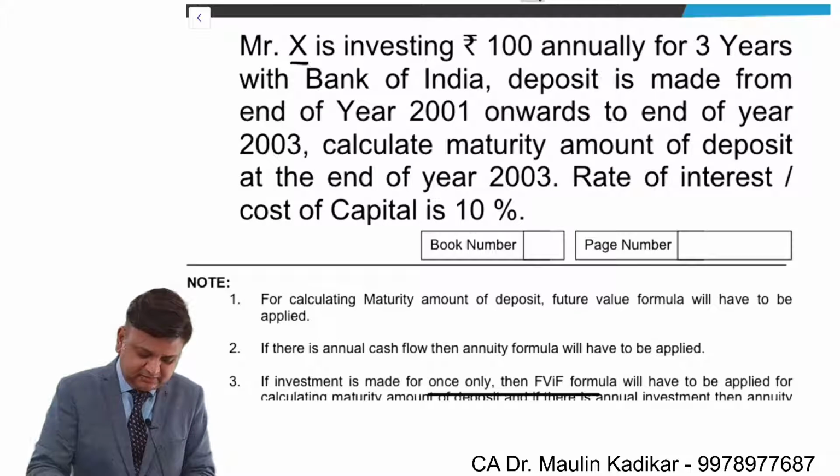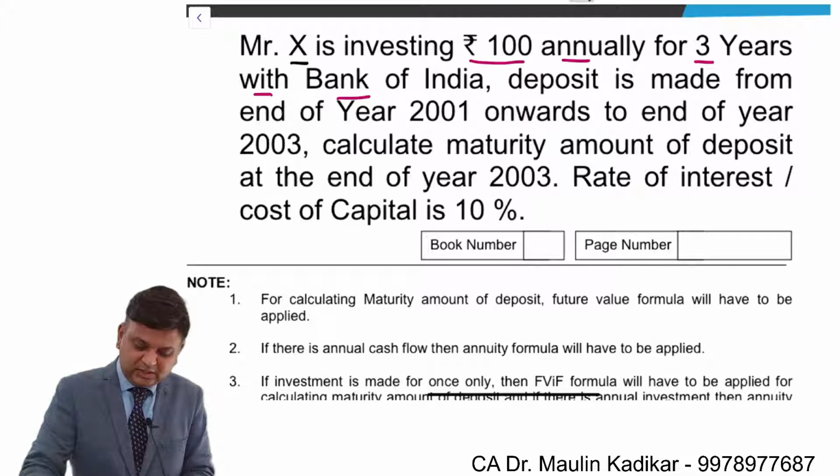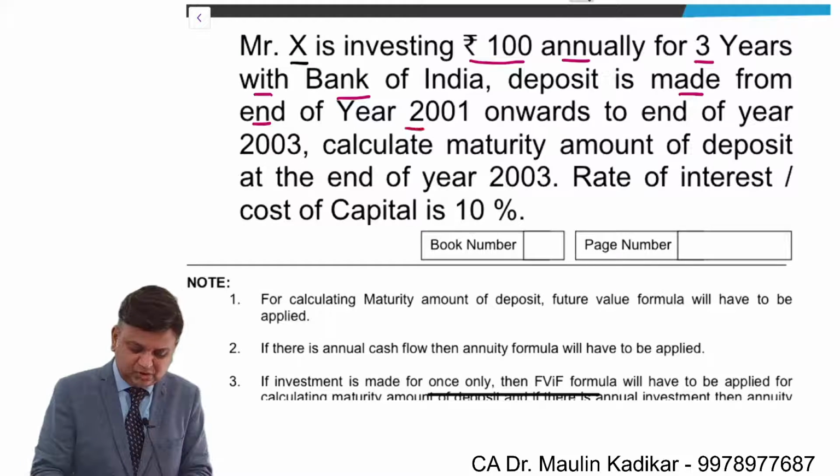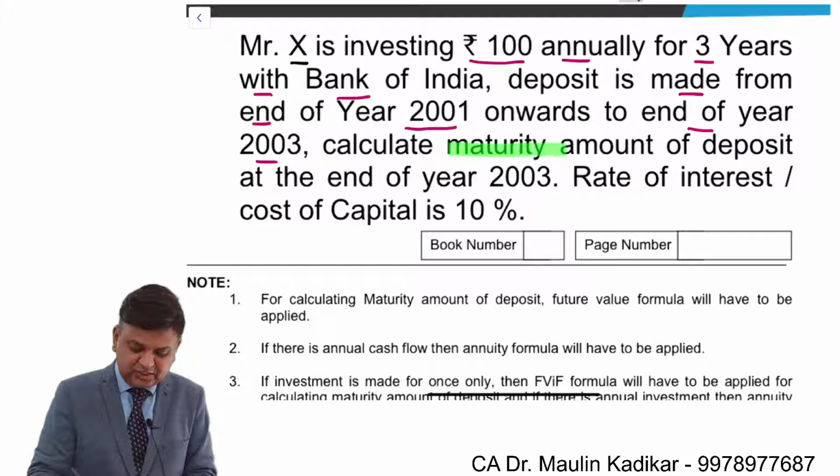Mr. X is investing rupees 100 annually for 3 years with Bank of India. Deposit is made from end of year 2001 onwards to end of year 2003. Calculate maturity amount of deposit at the end of year 2003.